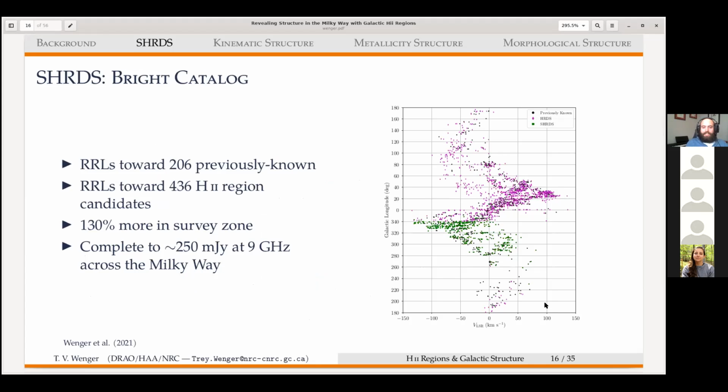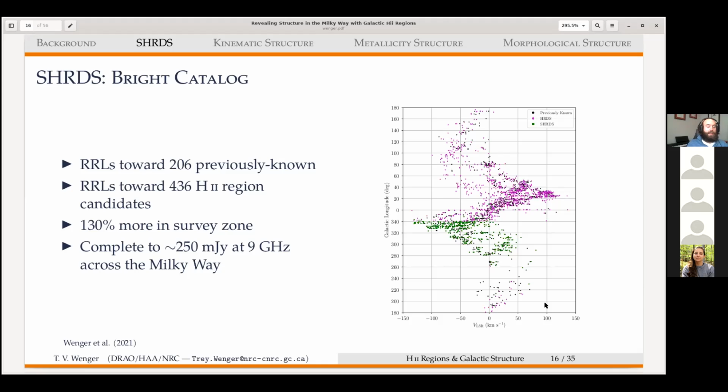So just in summary, like I said, we discovered recombination lines towards 206 previously known H II regions, but these are detections that are much better than the previous Parkes single dish measurements. And then we detected recombination lines towards 436 H II region candidates. So this increased the number of southern sky H II regions by more than 100%. We more than doubled this number.